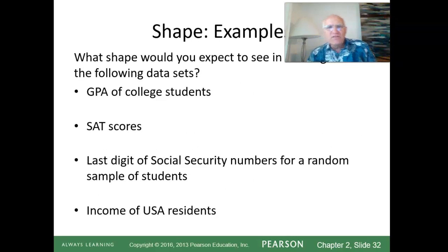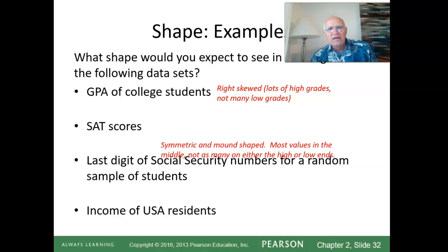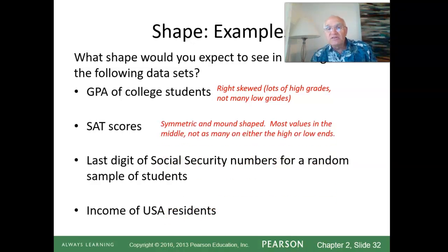Okay, this is an interesting exercise here to think about what kind of shapes you would probably see in this kind of data. So GPA of college students, well, that's an interesting one because it can't go above 4.0 or 5.0 depending on where you're at. 4.0 I believe here at this university. So, but you could get a long tail on the low side, so we'd say that's skewed left. It's going to be a lot of high grades, but not many low. But you'd have a decreasing amount going off to the left. SAT scores, they tend to be symmetric.